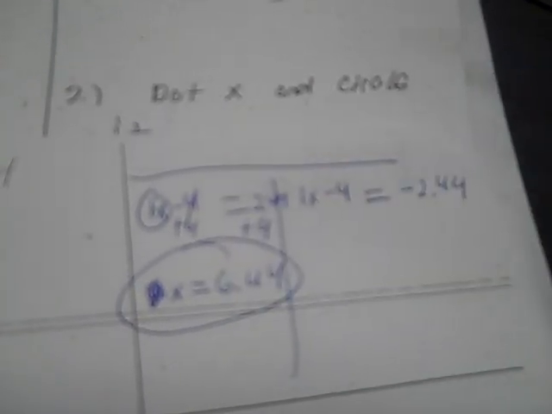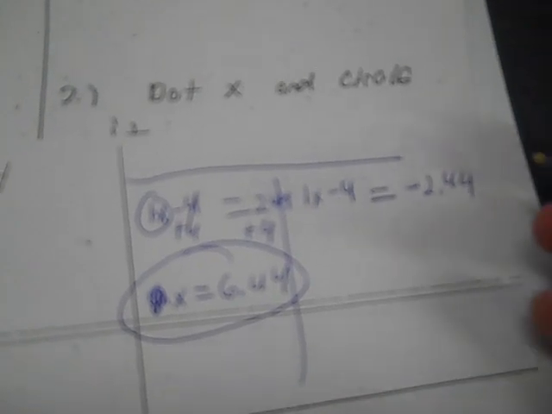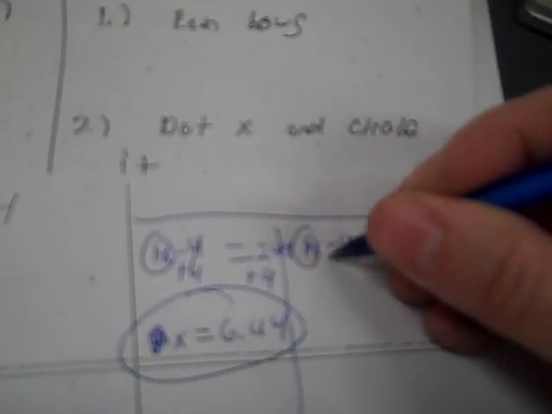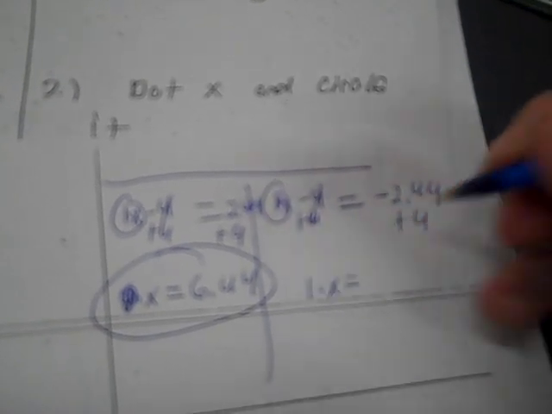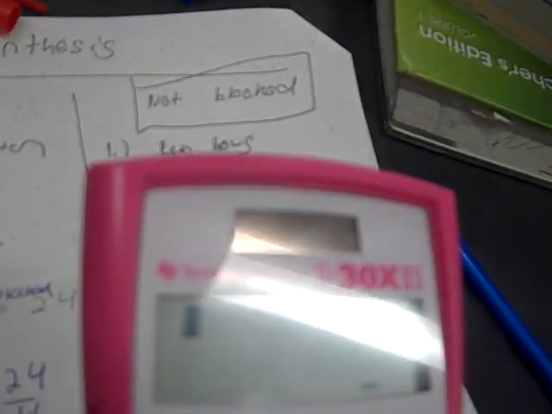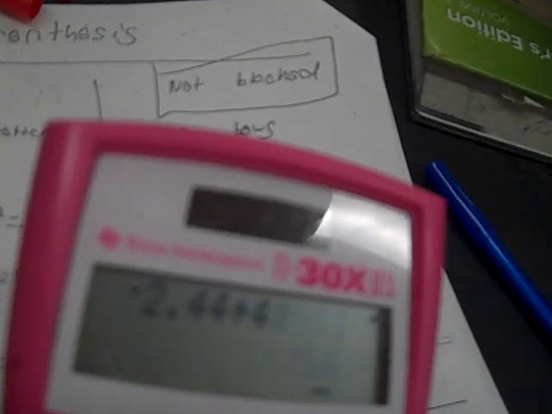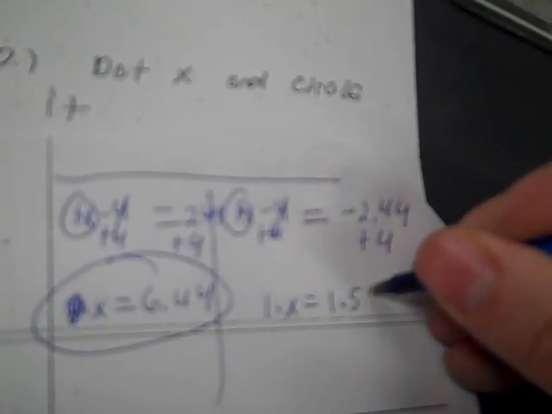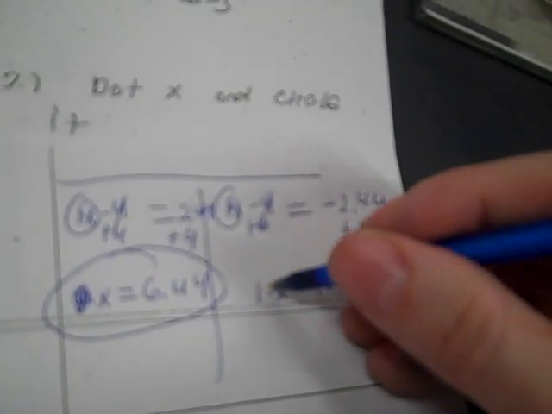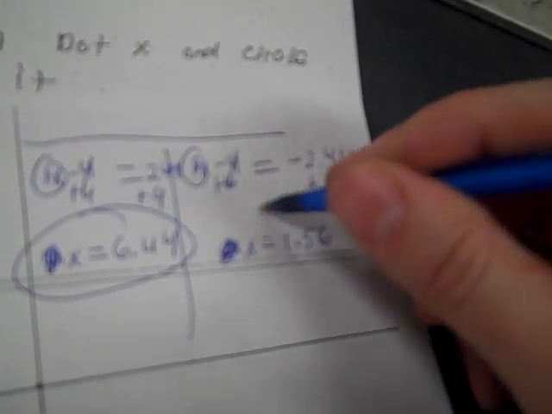I mean, I like to put the 1 so I can see better what I'm doing, but dot the 1 plus your 4. And then negative 2.44 plus 4 is 1.56. Okay, again, I have a 1 there, so we don't really need to worry about that.